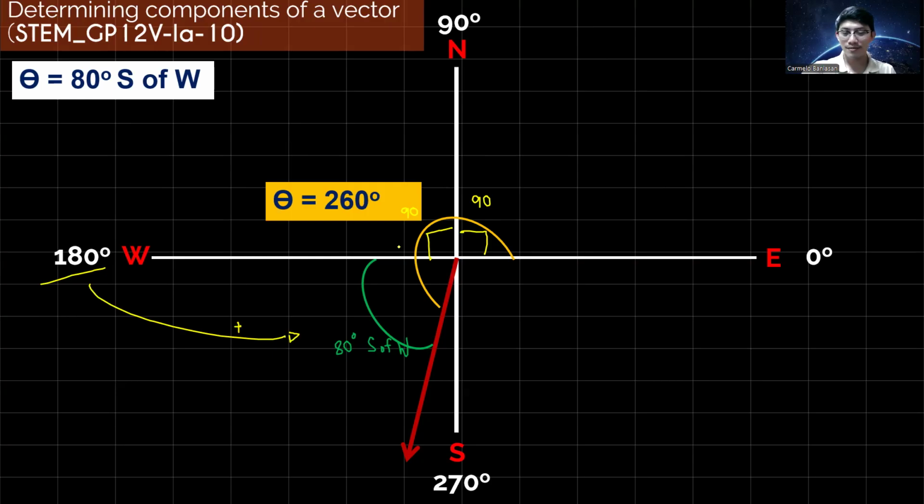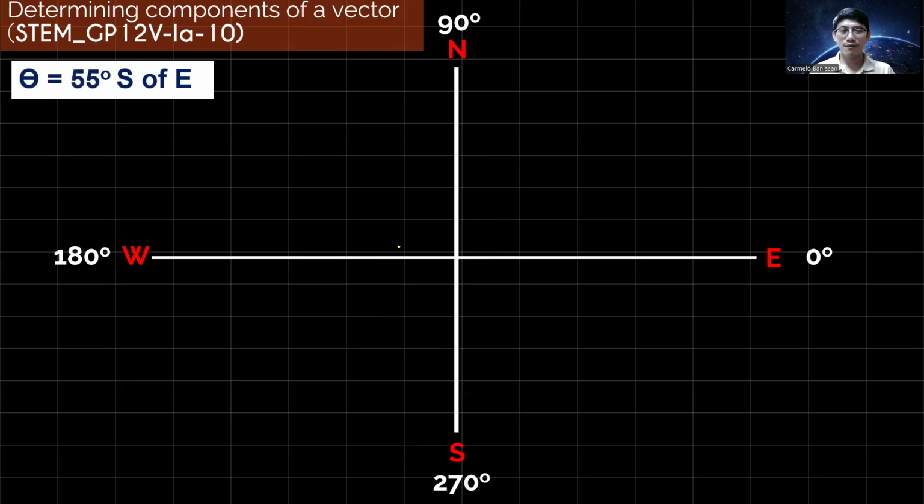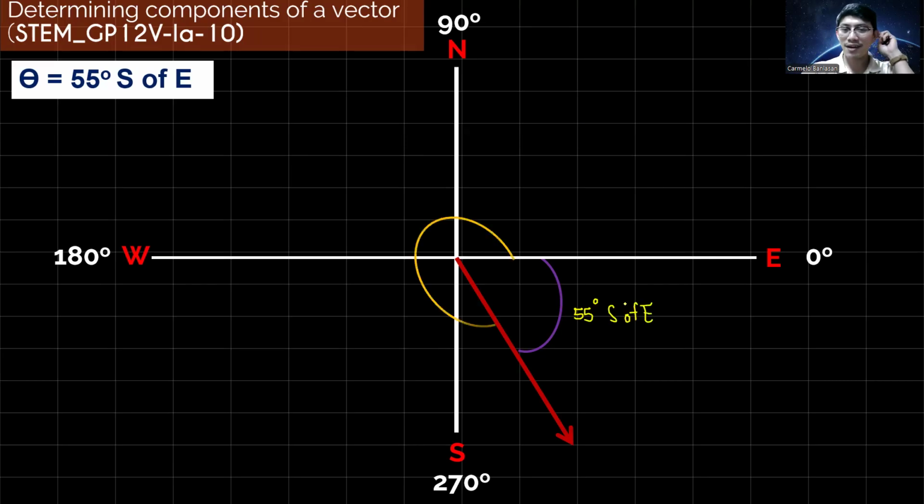Another example. What if I give you 55 degrees south of east? Which quadrant do you think that is? So that's 55 degrees south of east, meaning it is located along the east. It is with reference to the east going to the south. So from east going to south. Good. So that is our 55 degrees. This is our 55 degrees south of east. So what do you think is the standard angle?